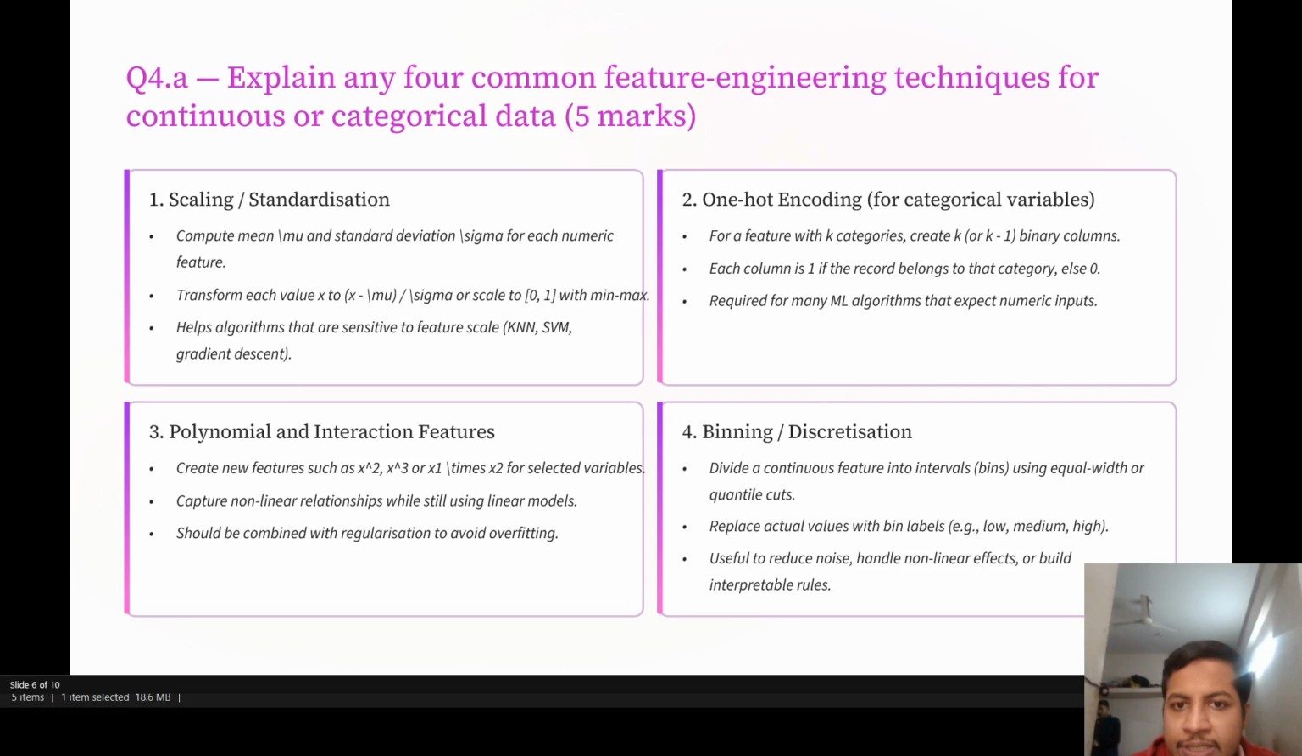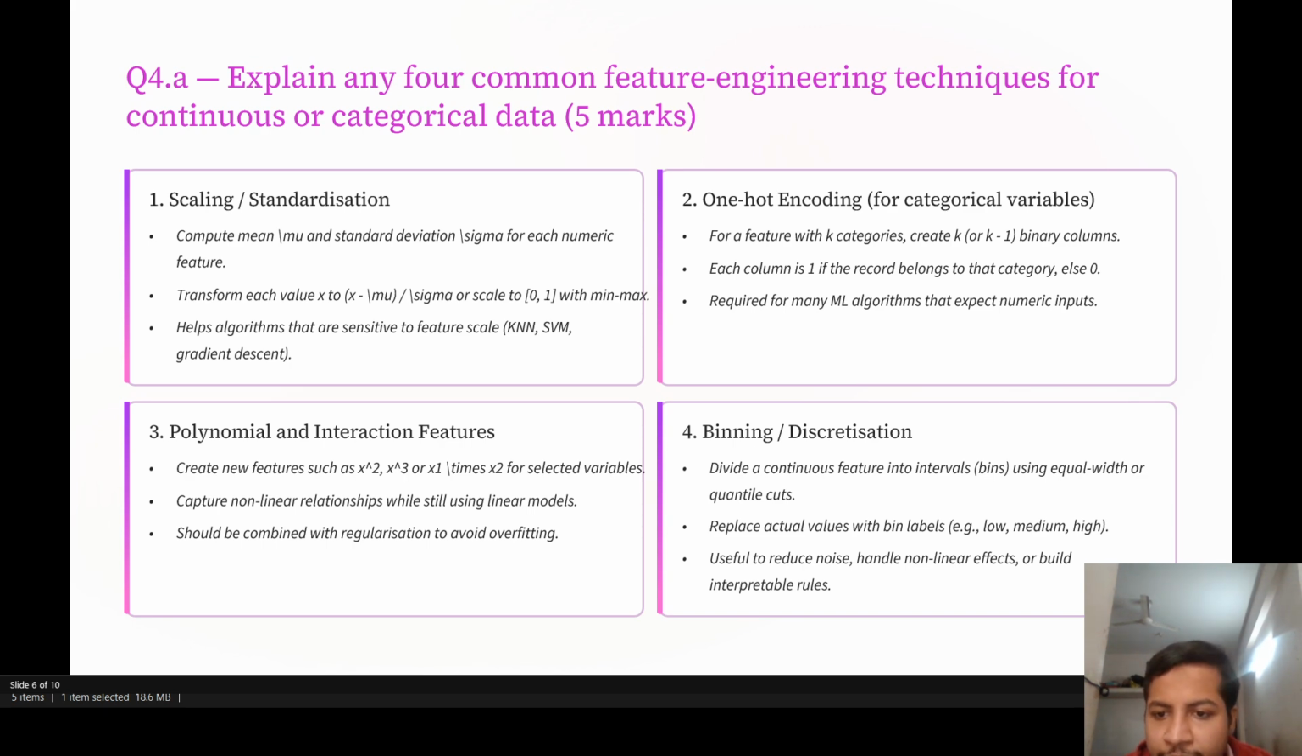Now the second technique is one-hot encoding for categorical variables. For a feature with k categories, create k or k minus 1 binary columns. Each column is 1 if the record belongs to that category, else it is 0. This is required for many ML algorithms that expect numerical inputs. Now the third method is polynomial and interaction features. Create new features such as x squared, x cubed, or x1 times x2 for selected variables. They capture non-linear relationships while still using linear models, and should be combined with regularization to avoid overfitting. Now the fourth method is binning, or discretization.